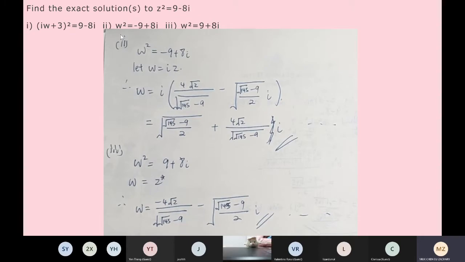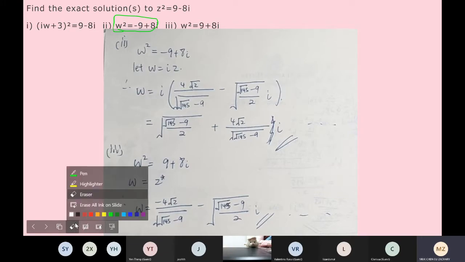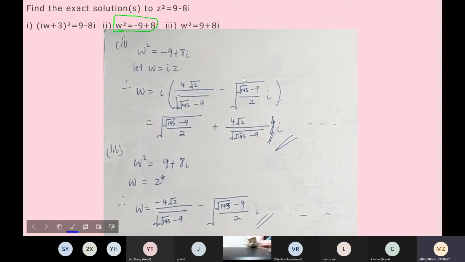So what you get here is, we start from the second one first. w squared minus 9 plus 8i. So what we actually have is, if you see, iz. Actually, is this a good card? I don't think you guys can see, so let me erase this. Choose a new color. Blue.